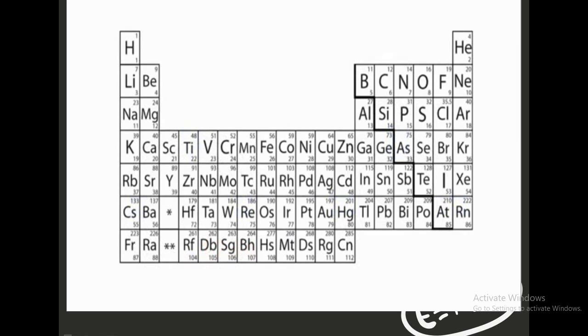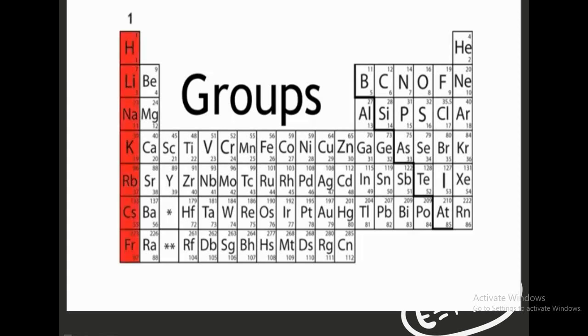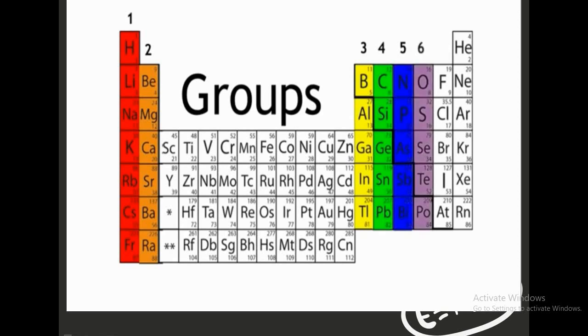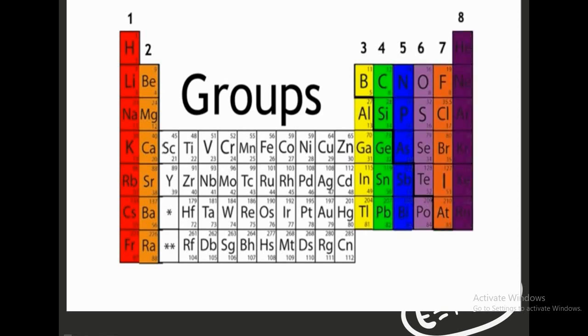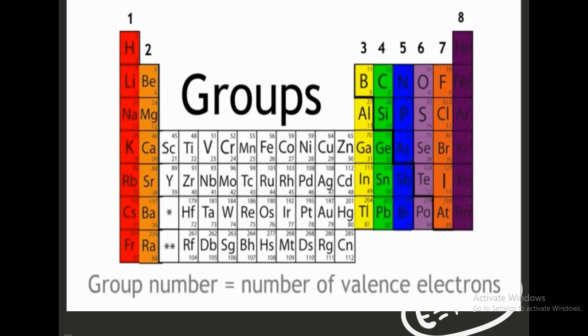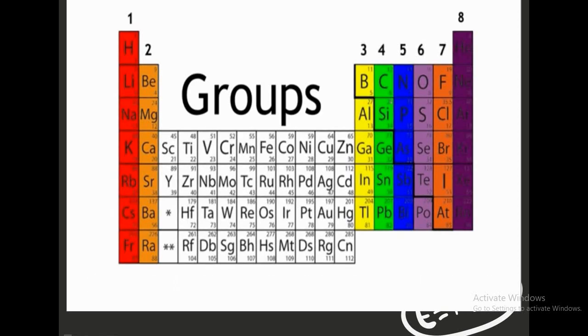The columns going down from top to bottom are the groups. Elements in the same group also have something in common: the same number of electrons in their outermost shell. The electrons in the outer shell are called valence electrons. This just means that these are the electrons available for reactions and bond formation. The number of electrons in the outer shell governs an element's reactivity, which is why elements in the same group have similar properties. The group number can tell you how many electrons are in this shell.